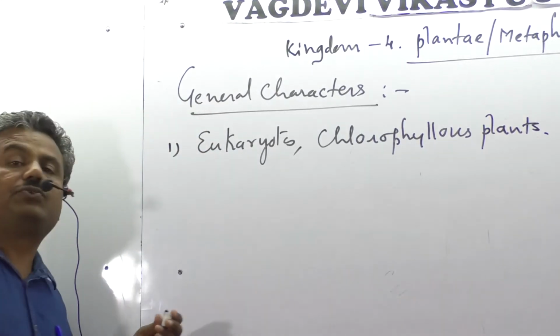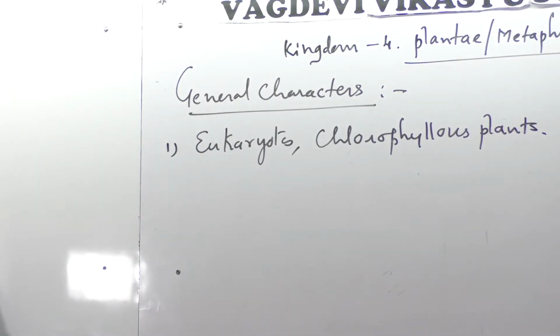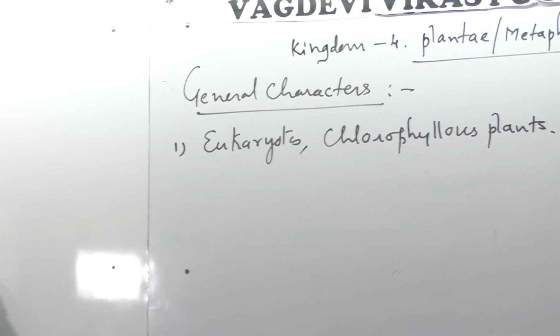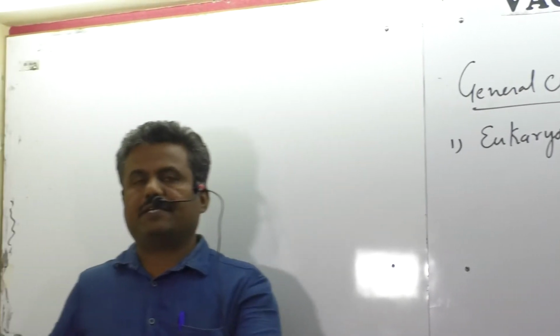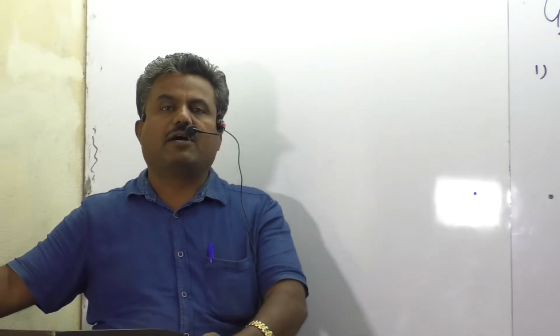Eukaryotes means having a nucleus in their cell, and chlorophyllous means they possess chloroplast. That's why these are autotrophic in nature. The majority of plants are autotrophs because they synthesize their own food material by photosynthesis. But a few of them are heterotrophic in nature.